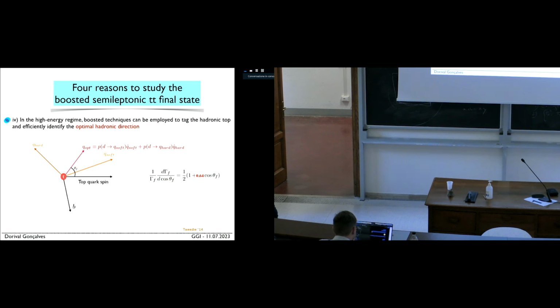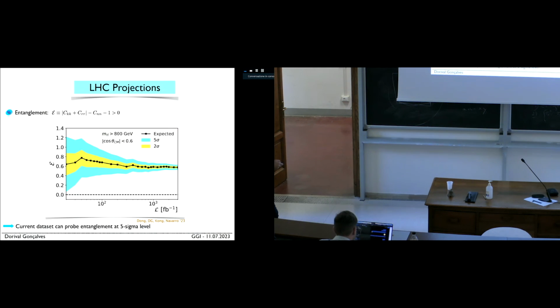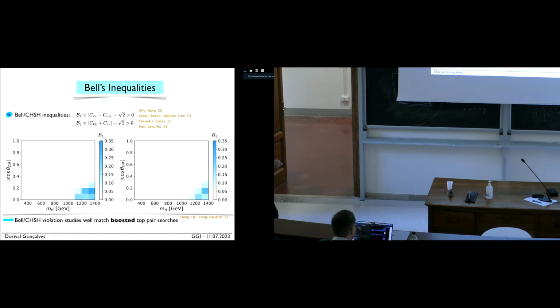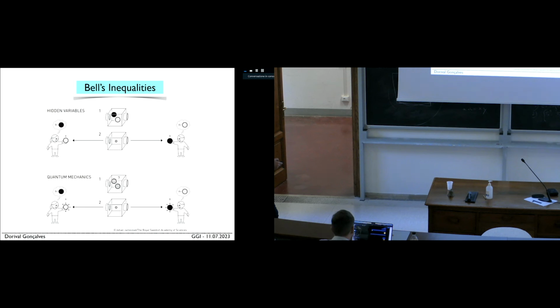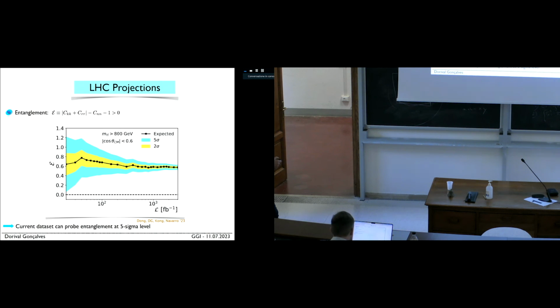I have one. Can you go back to where you showed the results for the selection? Okay, for example, this one. Yes, exactly this one. So both here for the entanglement and also for Bell inequality, you impose some selections for MTT and for cosine theta. Just to get a feeling, because you look at semi-leptonic decay, so the statistics should be better, as you noted correctly.